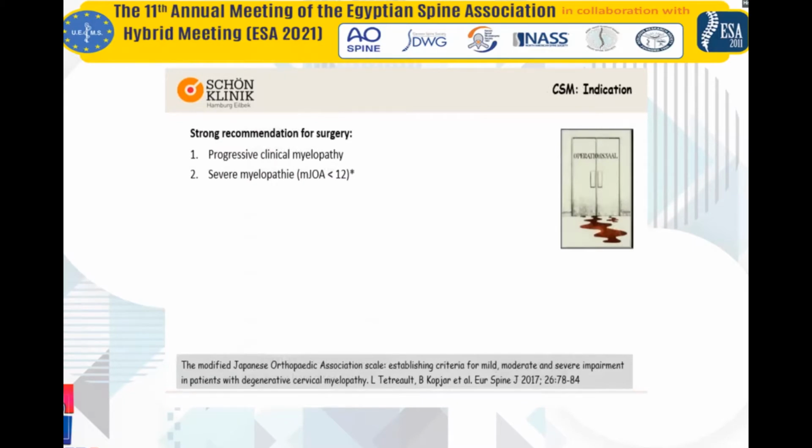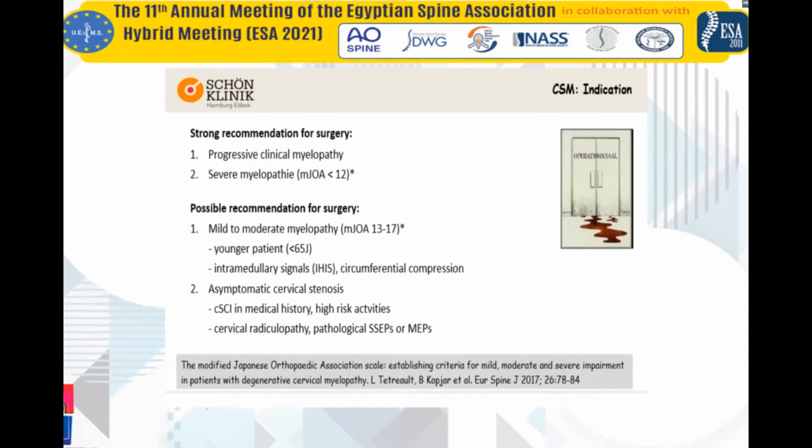Surgery is recommended, and there's no doubt, if there's a progressive clinical myelopathy or severe myelopathy. It's more difficult when we have mild to moderate myelopathy. Here, we more often choose surgical treatment when we have younger patients, or intramedullary signal high intensities, or circumferential compression. It's difficult to discuss the indication for surgery with asymptomatic patients.